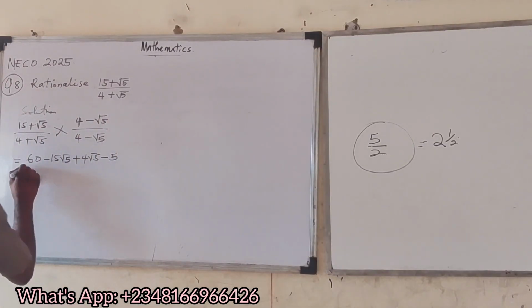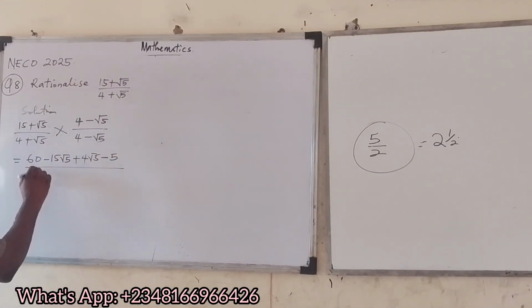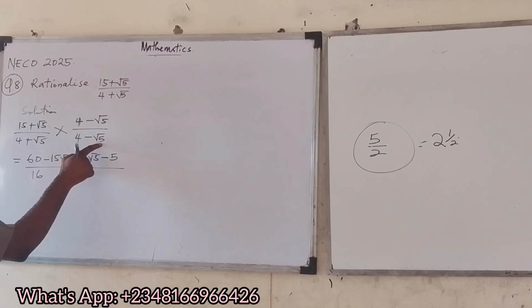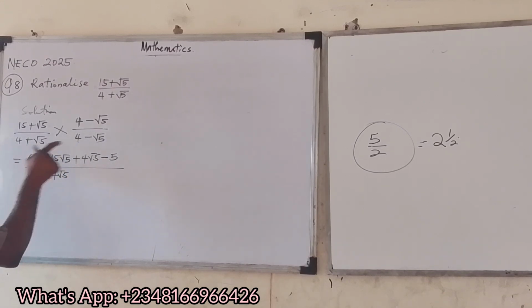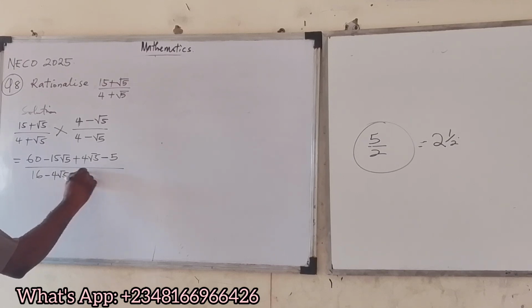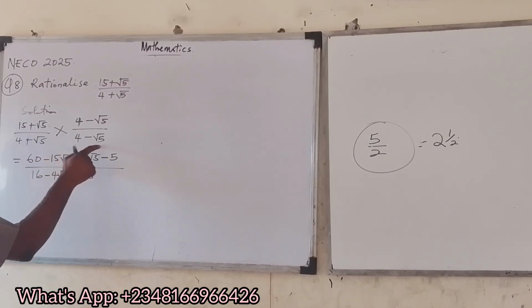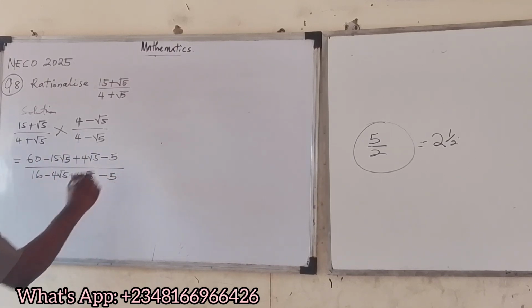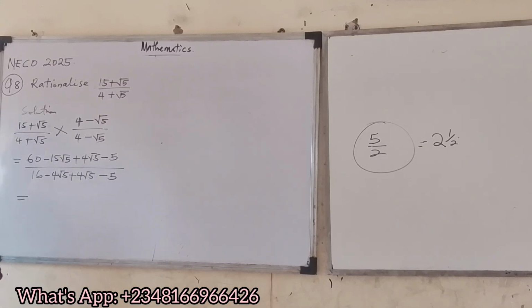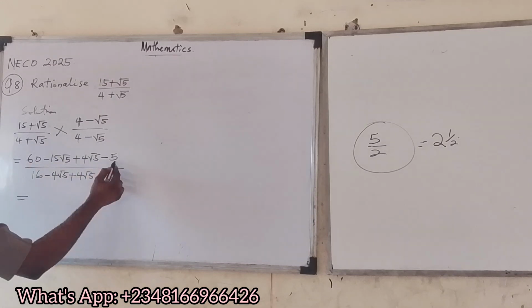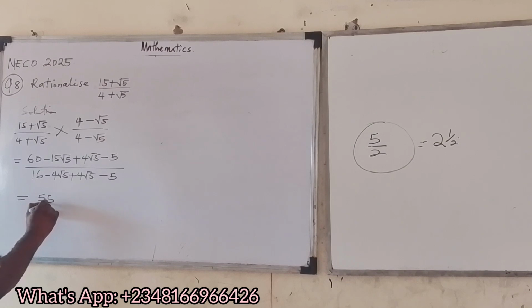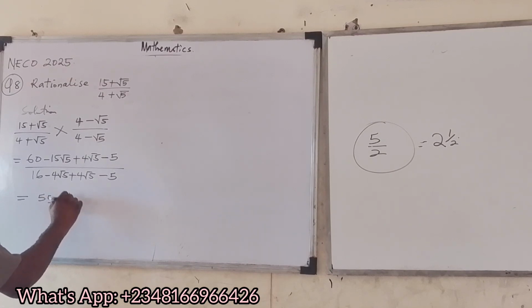So all over, 4 times 4 is 16. 4 times minus root 5 is minus 4 root 5. Here we have plus root 5 times 4, which is plus 4 root 5. Root 5 times minus root 5 will give us minus 5. So this will be equal to 60 minus 5, that's 55, and minus 15 root 5 plus 4 root 5 is minus 11 root 5.